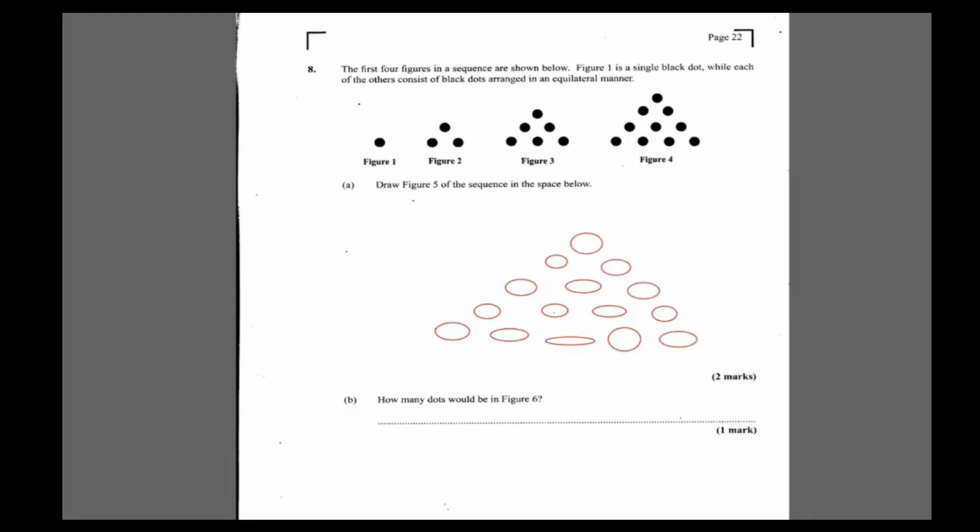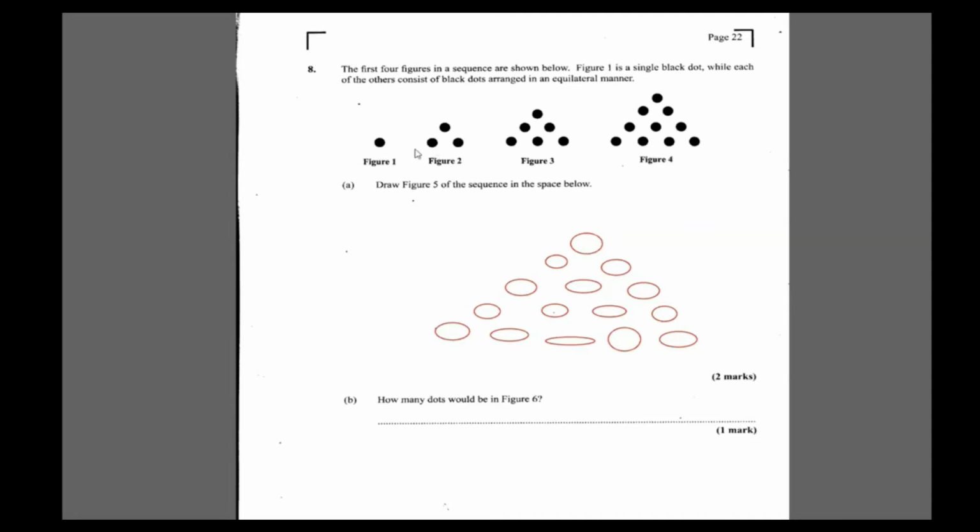I don't know, it doesn't look that well. If you wanted to make it look better, you could just draw your dots like 1, 2, 3, 4. See, my dots are not coming out well anyway. So this is figure 5, where figure 5 has 1, 2, 3, 4, 5, 6, 7, 8, 9, 10, 11, 12, 13, 14, 15. 15 black dots.